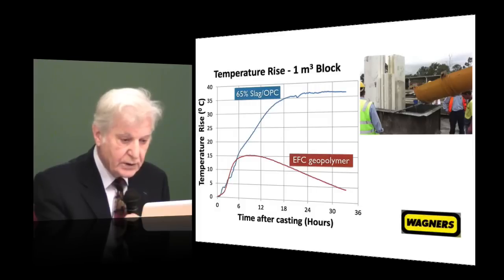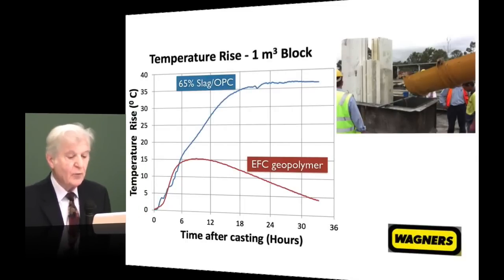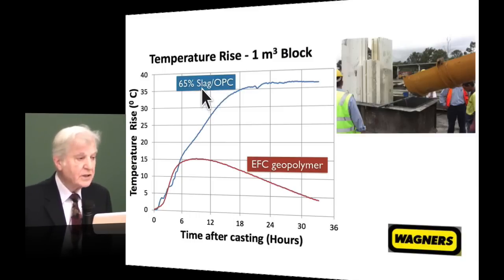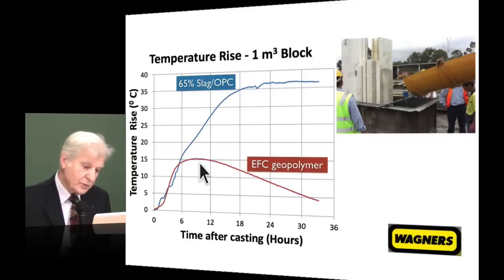So let's come back to the heat of reaction. They made a comparison of a one cubic meter block of a mixture of OPC and slag, a mix that generally generates low heat, with the geopolymer concrete. So you see the temperature rise and the time. After 7 hours, the temperature rose to 15 degrees C and then declined. And for the regular Portland, it continued to rise, and rise, up to 35 degrees C. For people involved in mass construction, this is important.